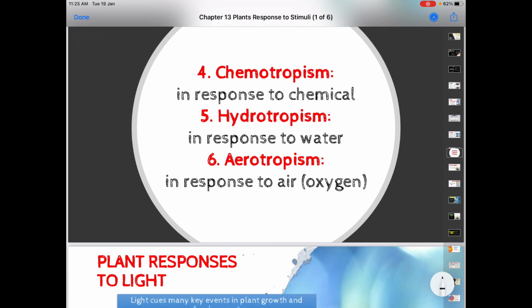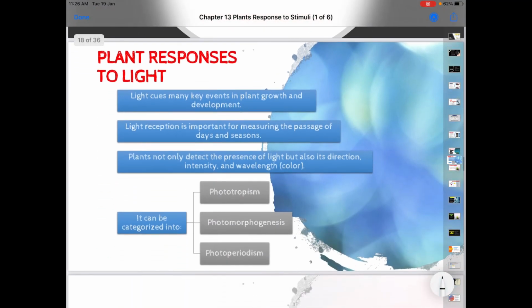Now we go into chemotropism, which is the response to chemicals. What you have to know is that chemotropism is the plant response towards chemicals. For example, phototropism is the plant response towards light. Geotropism is the plant response towards gravity. And we also have hydrotropism and aerotropism.